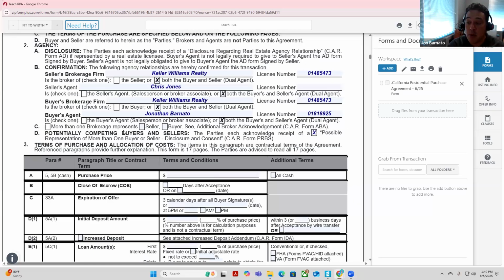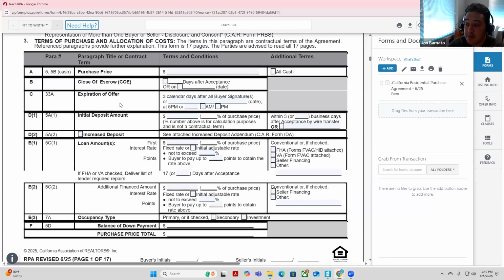There's C here, which is more than one broker to represent seller. This is if there's an additional broker between these two. There should not be. You should not be doing co-broker things in there without broker approval, just FYI.